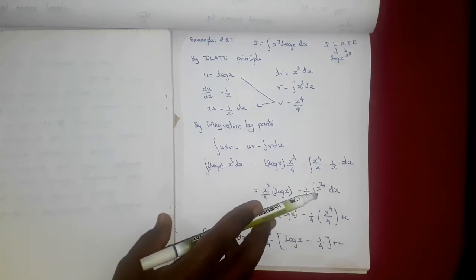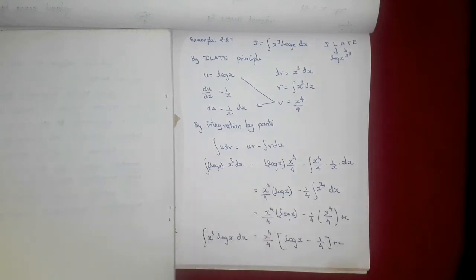So x cube, when you integrate what? It is like the x power n formula. Integral of x power n formula is x power n plus 1 by n plus 1. So x power 3 plus 1 by 3 plus 1 means x power 4 by 4. Okay, we got to this stage. In this, x power 4 by 4 is common in both terms. Take it out. You have log x minus 1 by 4 plus c.